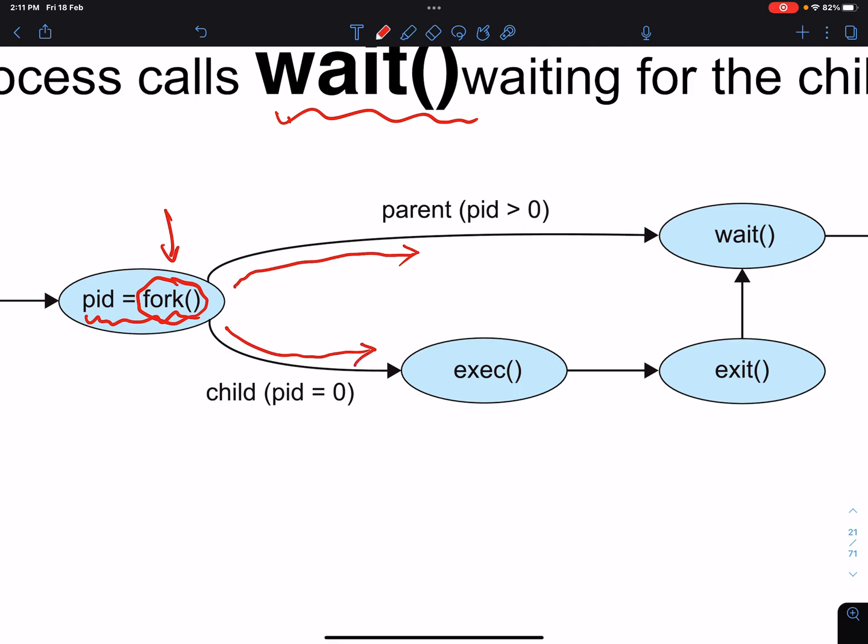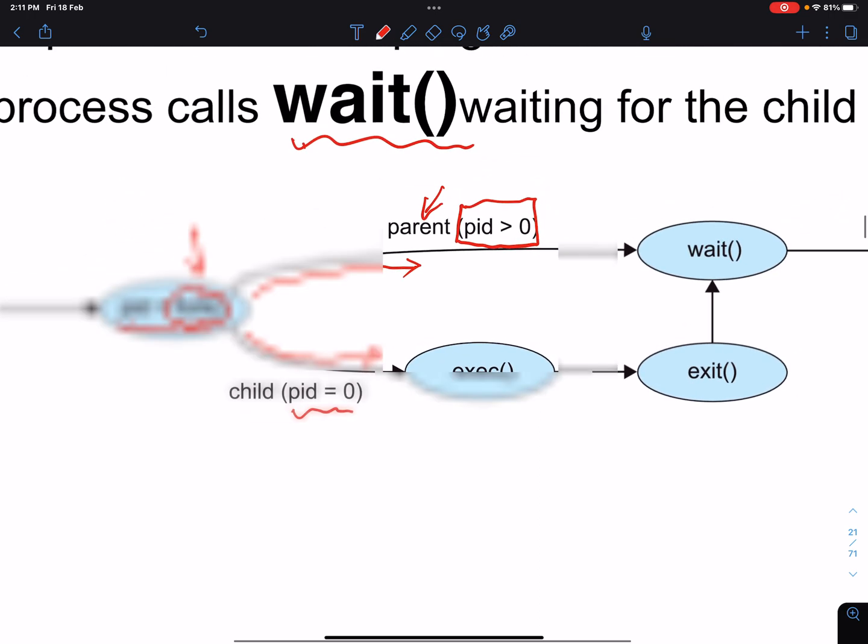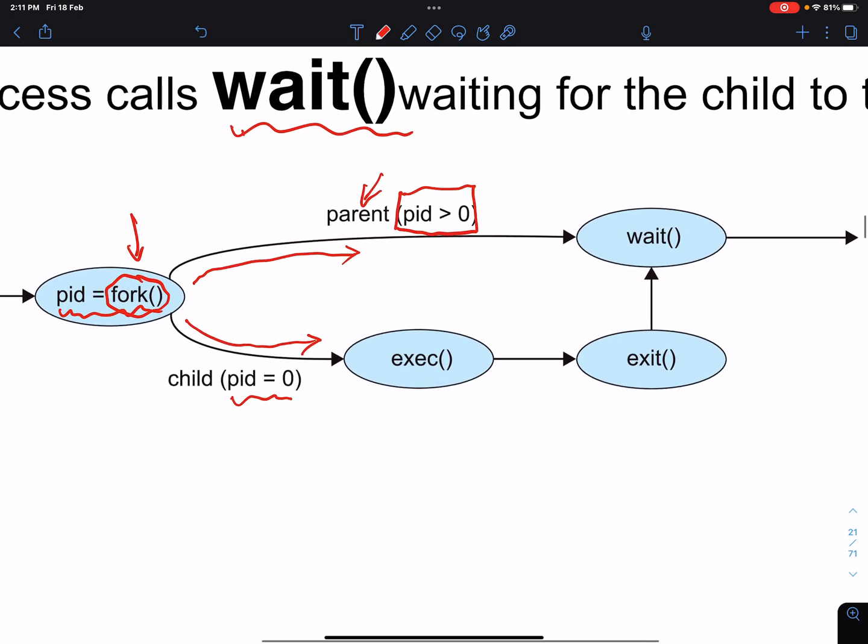When the PID value is greater than 0, it means you're dealing with the parent. When the PID equals 0, you're dealing with the child. How about the negative case? Then an error happened while forking. Okay? Now, the child will execute something here.